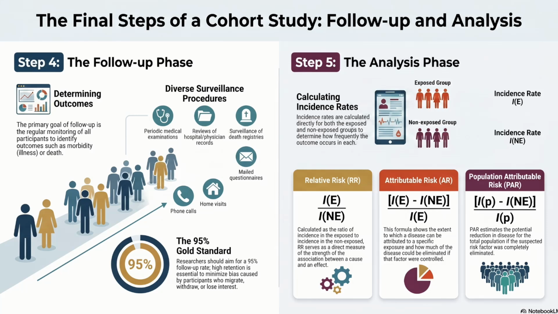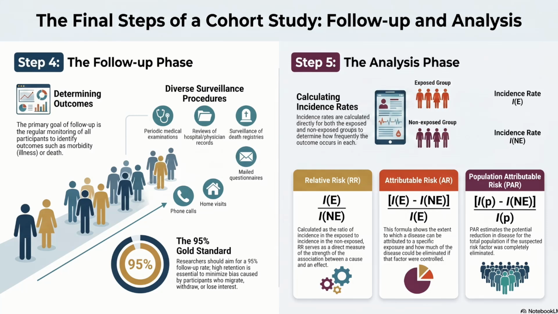From these incidence rates, several important epidemiological measures can be calculated. The first is relative risk or RR. Relative risk compares the incidence of disease among exposed individuals with the incidence among non-exposed individuals. A relative risk greater than 1 suggests that exposure increases disease risk. A value less than 1 indicates a protective effect, while a value equal to 1 suggests no association.